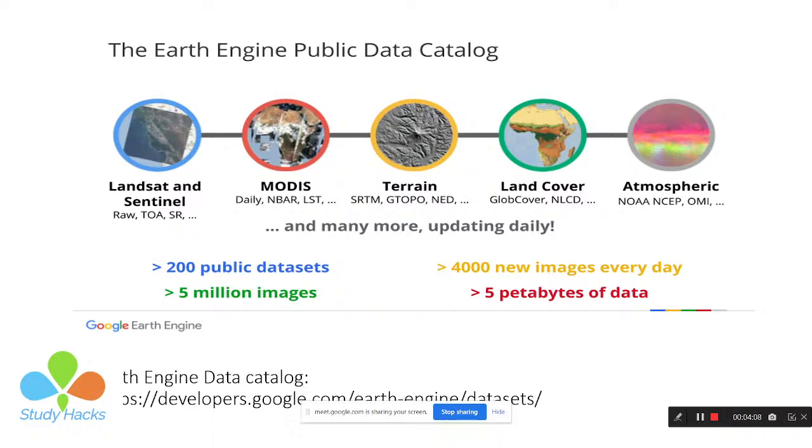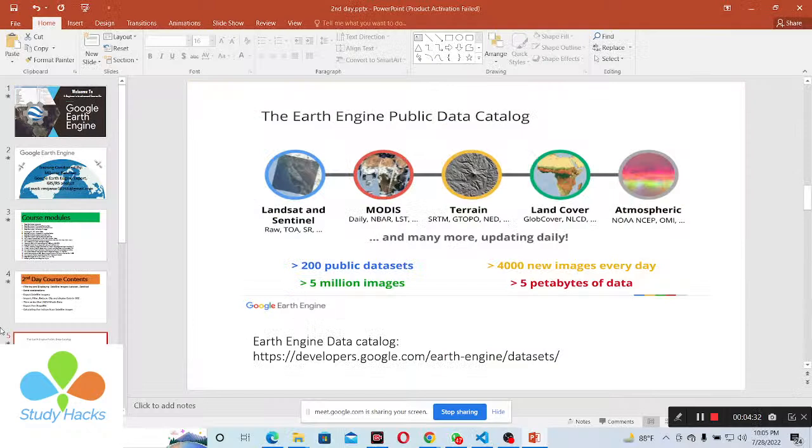And this is the main link for the Earth Engine data catalog. If you want, you can simply go to this link, then you can easily access the Earth Engine public data catalog. So at this time, I will go to the Earth Engine public data catalog and show you how it works, and how we can easily access all of the datasets from here.